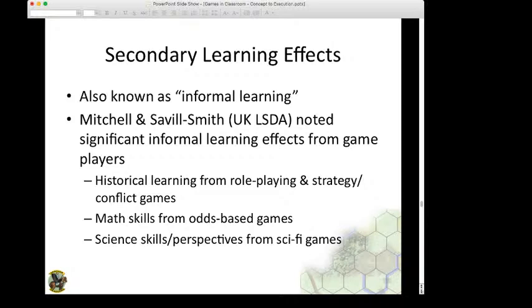How good do you get at your math skills just calculating things on the fly from odds-based games? You ever met blackjack players that can just calculate stuff on the fly in their head as they go? I mean, they can just whip out probabilities instantly. So those are some examples of secondary learning effects.